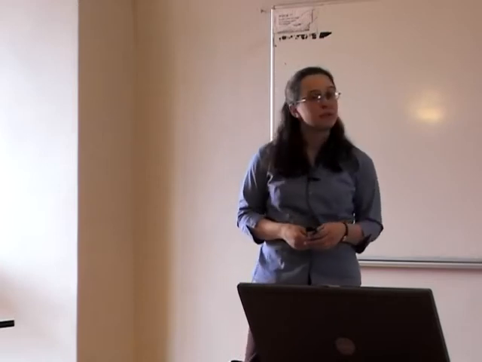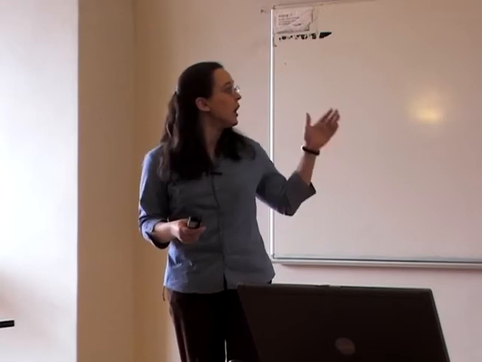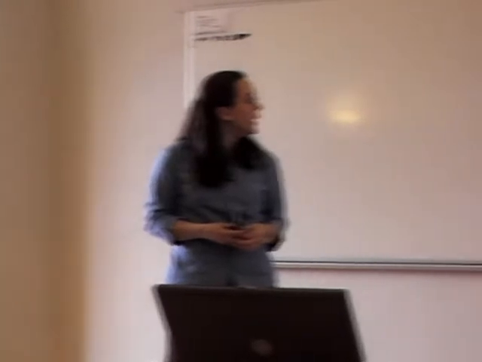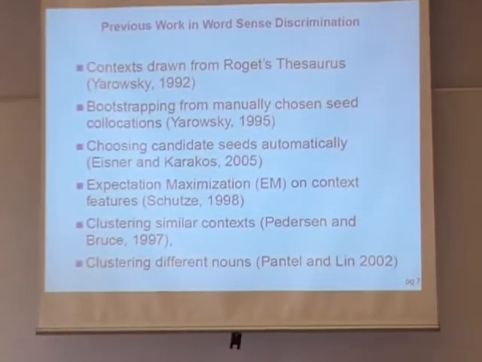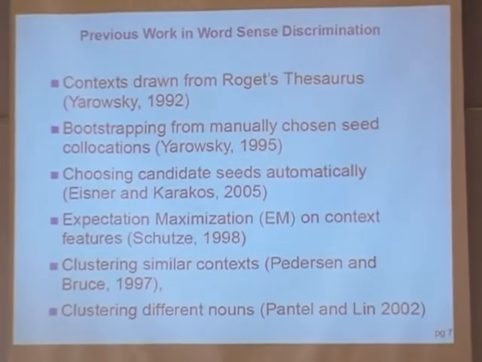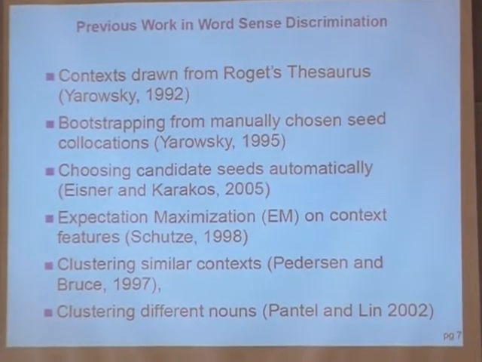Eisner and Karakos decide that they want to choose the seeds automatically, so therefore making it a fully unsupervised task. Schütze just uses the context information and uses expectation maximization, which is a common machine learning unsupervised technique.